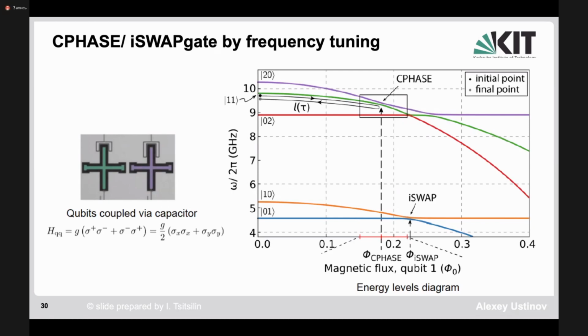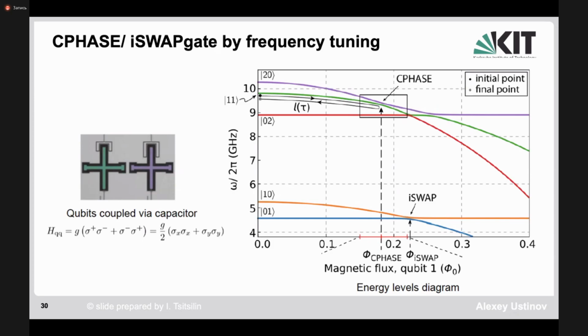At the same time, one can also use non-computational state of the system, the state 2-0, for implementing the C-phase gate. So as a result, the state 2-0 will be populated only during the gate itself, and then after the gate is finished, it will be empty again. So this interaction through the non-computational states is also kind of popular direction of implementing multi-qubit gates with superconducting qubits.